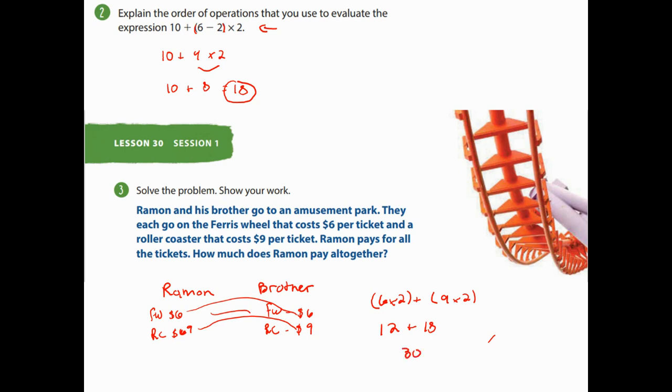Now, if I don't like that way, can I do 6 plus 9 plus 6 plus 9, or 6 plus 6 plus 9 plus 9? Yes. But the other way that we can do this is we can do 6 plus 9, and then we can multiply that by 2. So 6 plus 9 is 15, in parentheses, times 2. My answer is still 30. So Ramon pays $30.